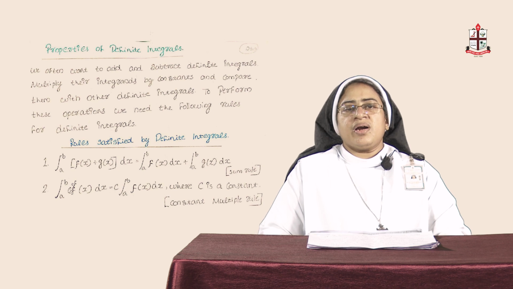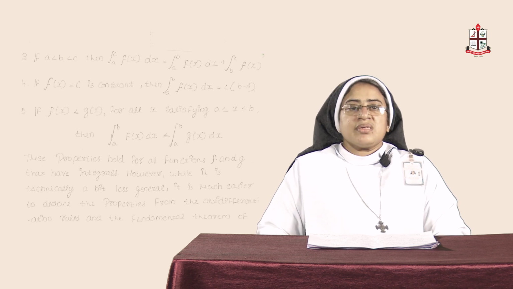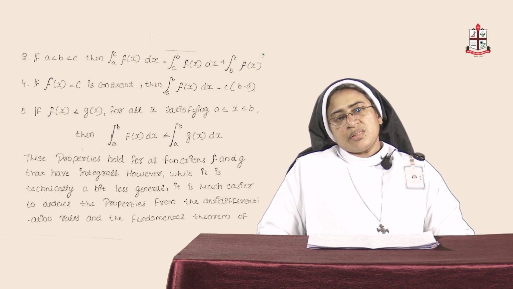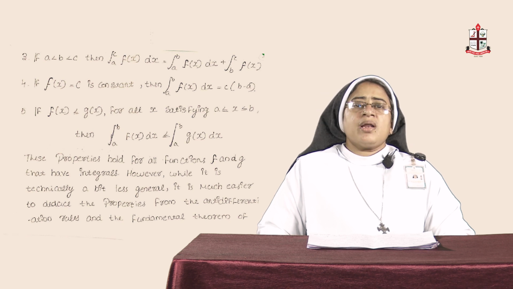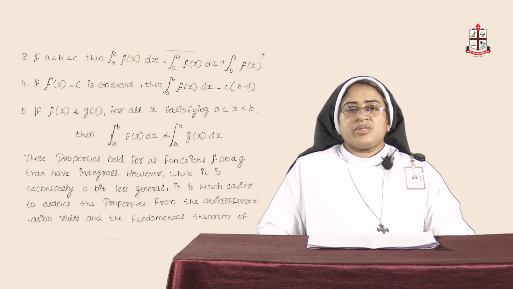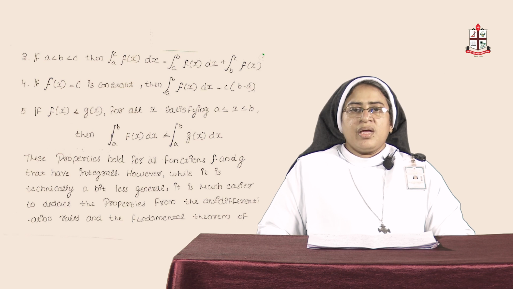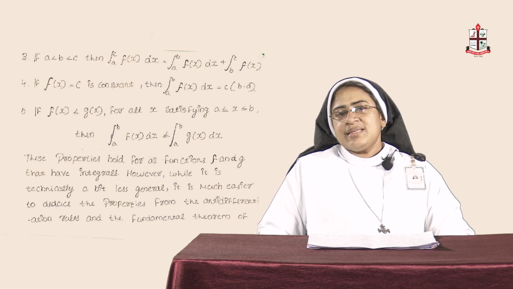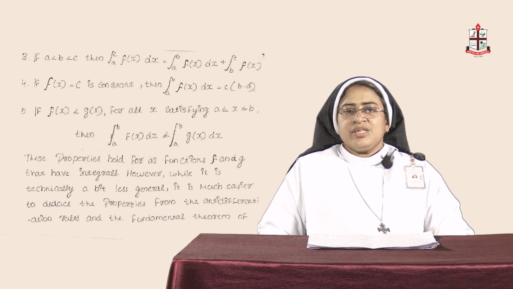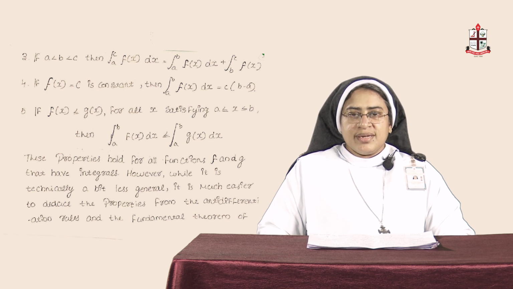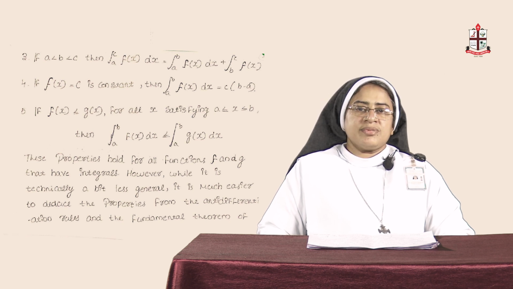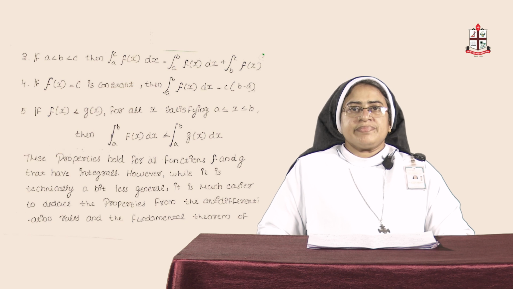For the third one, if b is lying in between a and c, that is a less than b less than c, what will happen for integral a to c f of x dx in a big interval? You are splitting it into two because b is lying in between a and c. So, integral a to b f of x dx plus integral b to c f of x dx.